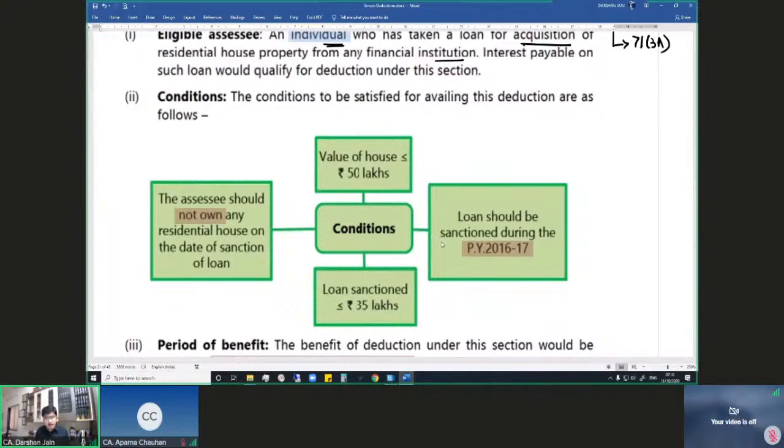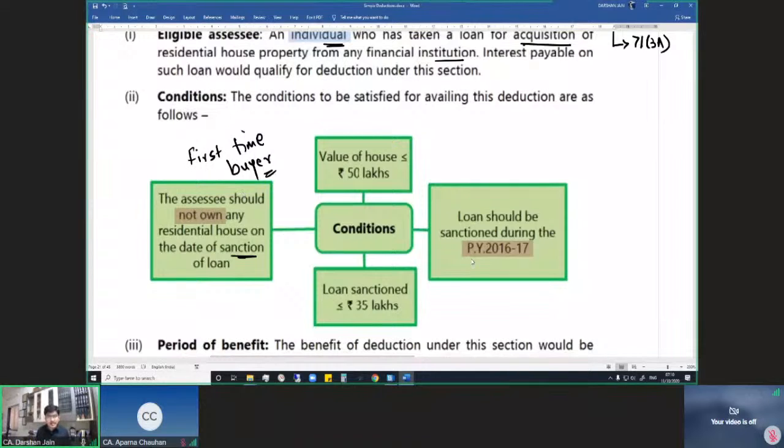Well, there are four conditions that you've got to satisfy. One, the assessee should not own any other residential house as on the date of sanction of the loan. So if an assessee has already got a house property and he is buying another house property, 80EE is not available. Essentially, it is available only for first time buyers. The idea is to facilitate assessees who do not have a house to purchase their residential house.